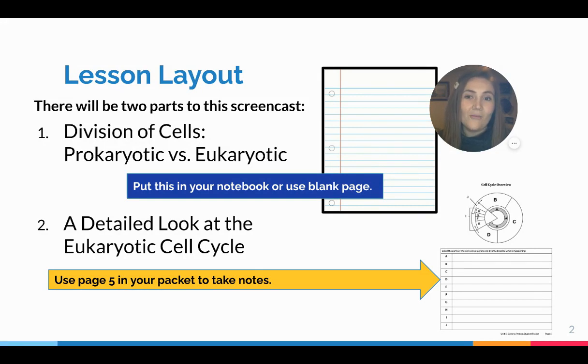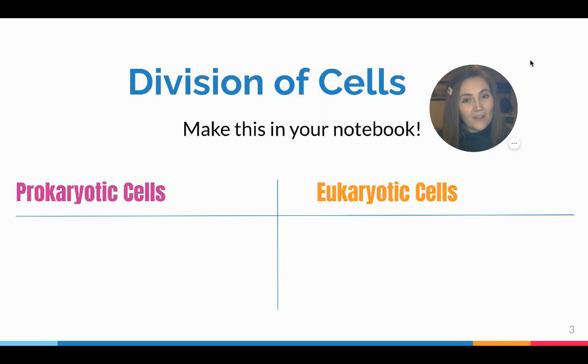So let's go ahead and start with the division of cells. Go ahead and take out your notebook. In your notebook, you're going to be making this table. You may remember this from a previous lesson, so you can feel free to make an extension of it or make a brand new one. So we're going to be comparing and contrasting the division of cells between prokaryotic and eukaryotic cells.